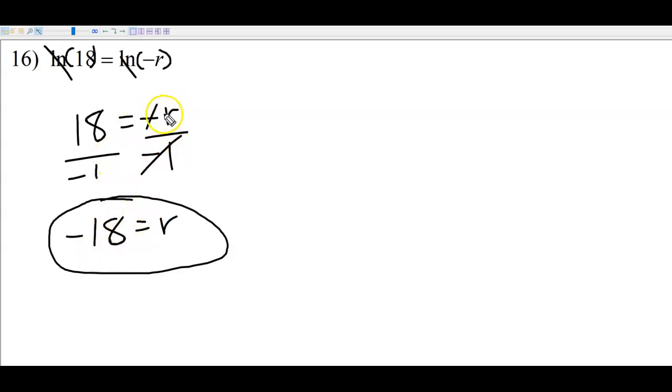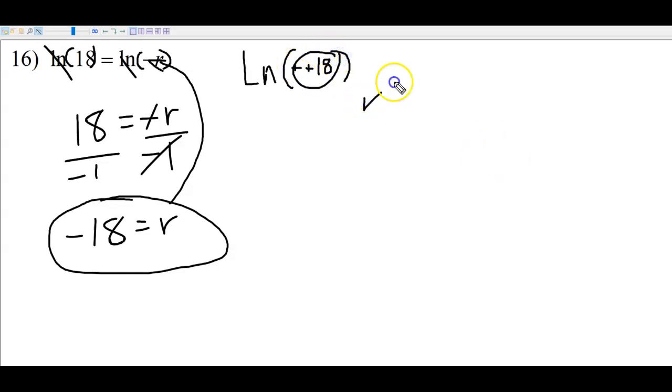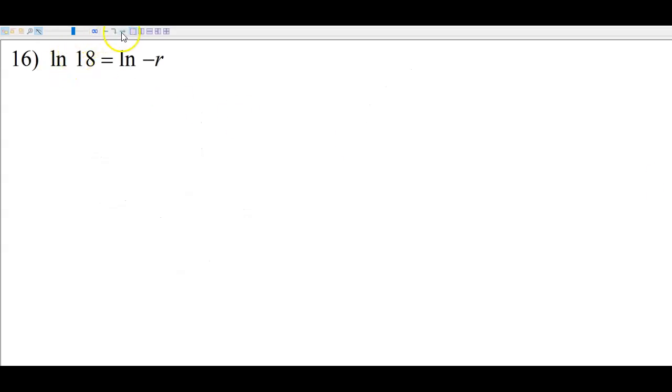Now, is that a good answer? And the answer is yes. If you plug that in up here, ln of negative r, and what is r? r is negative 18. So we have double negatives which cancel, and we end up with a positive argument, which is good. You can't have a negative argument, and you can't have a 0 argument, but you can have a positive number argument. So this is a good answer, and we are moving on to another type of ln problem.